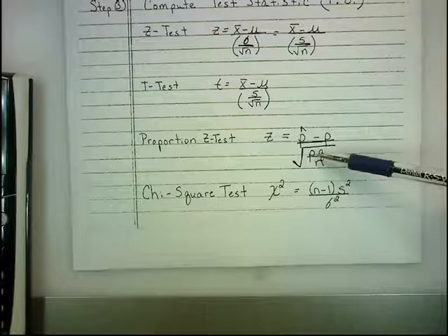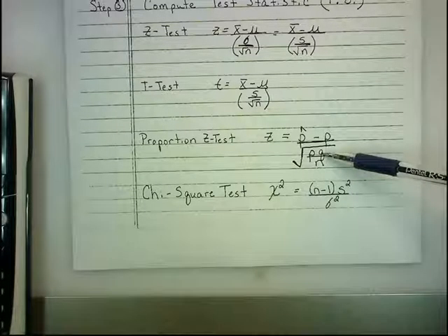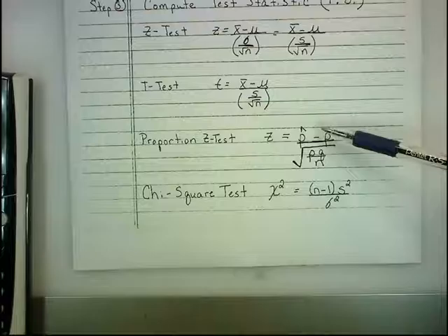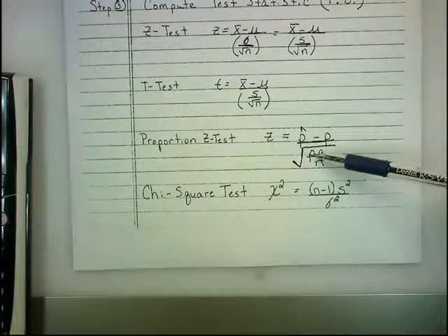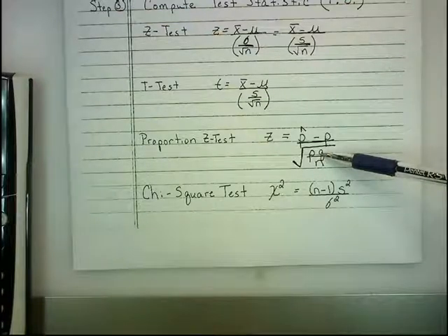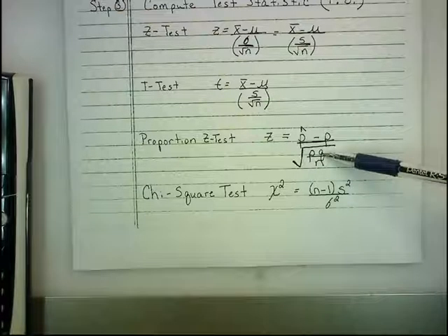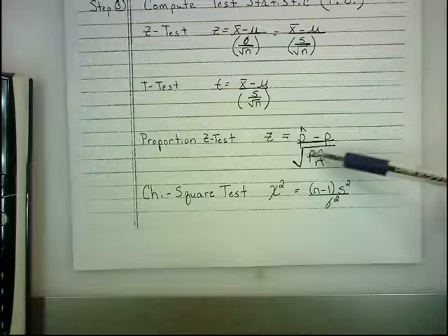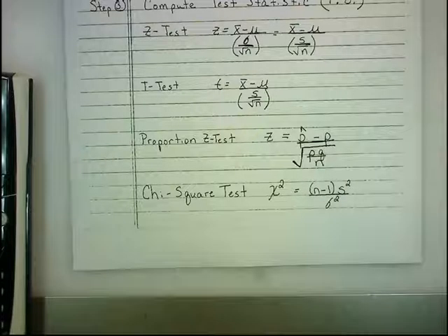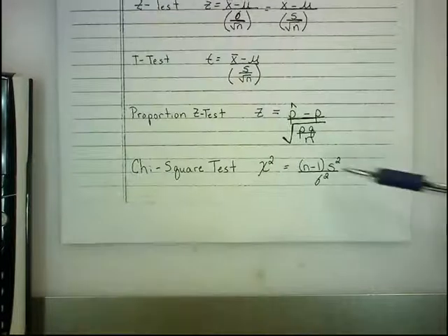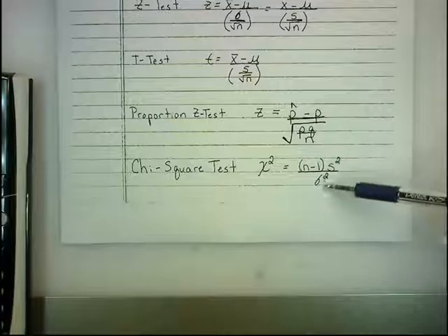And this is very important. This is not p hat times q hat, but it's p times q. And P is the claim. P plus Q must equal 1. So you'll know the claim, but you will not know Q unless you use the relationship that P plus Q must equal 1. And then chi-square testing: n minus 1 times s squared over sigma squared.